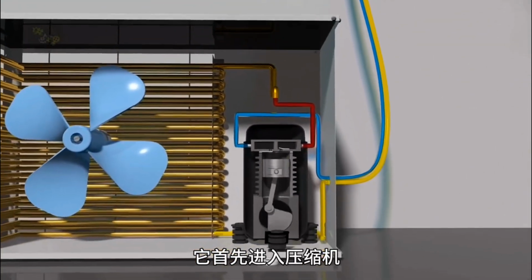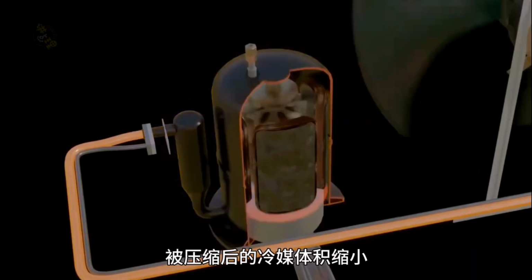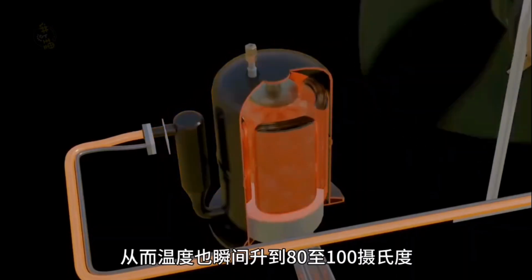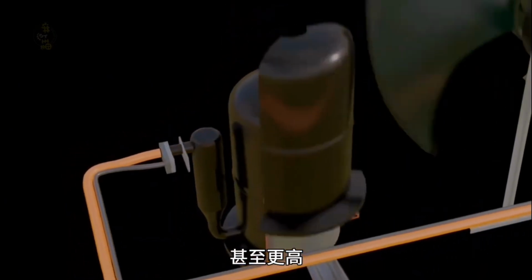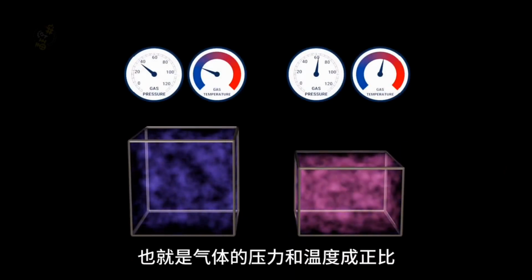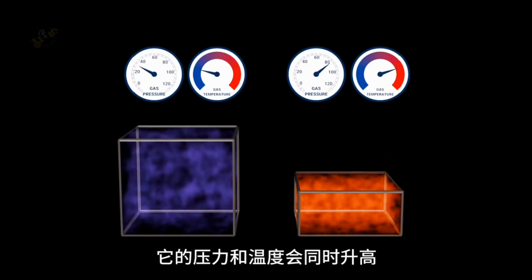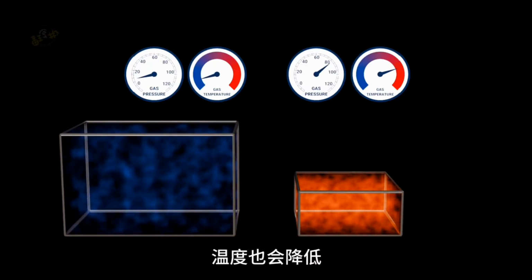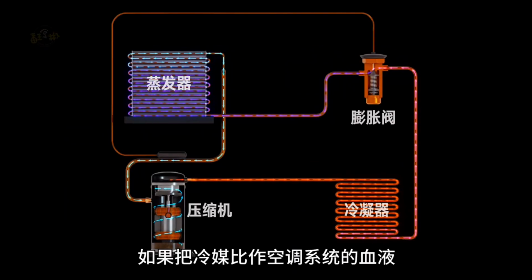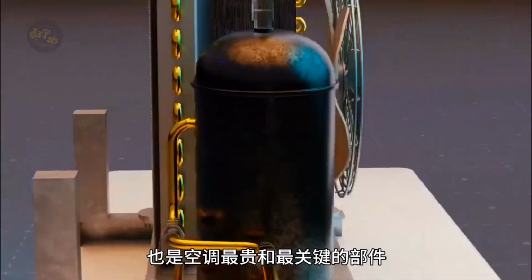It first enters the compressor, which, as the name suggests, is a machine that compresses the refrigerant. After being compressed, the volume of the refrigerant decreases, the pressure skyrockets, and the temperature instantly rises to 80 to 100 degrees Celsius or even higher. This is the physics knowledge we learned in school, which is that the pressure and temperature of a gas are directly proportional. When we compress a gas, its pressure and temperature both increase, and conversely, when we decrease the pressure, the temperature also decreases. If we compare the refrigerant to the blood of the air conditioning system, the compressor is the heart of the entire system and the most expensive and crucial component of the air conditioner.